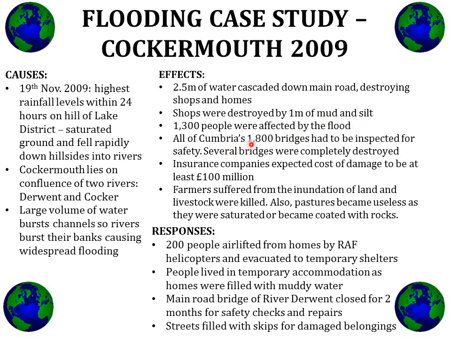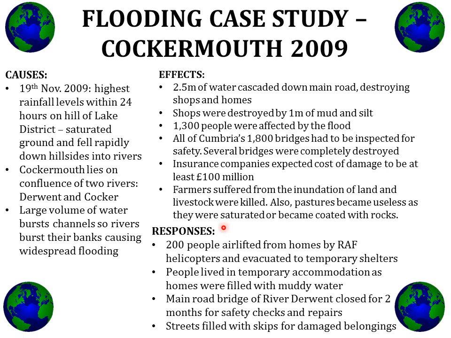All of Cumbria's 1,800 bridges had to be inspected for safety. Several bridges were completely destroyed. Insurance companies expected the cost of the damage to be at least £100 million. Farmers suffered from the inundation of land and livestock were killed. Also, pastures became useless as they were too saturated or became coated with rocks.